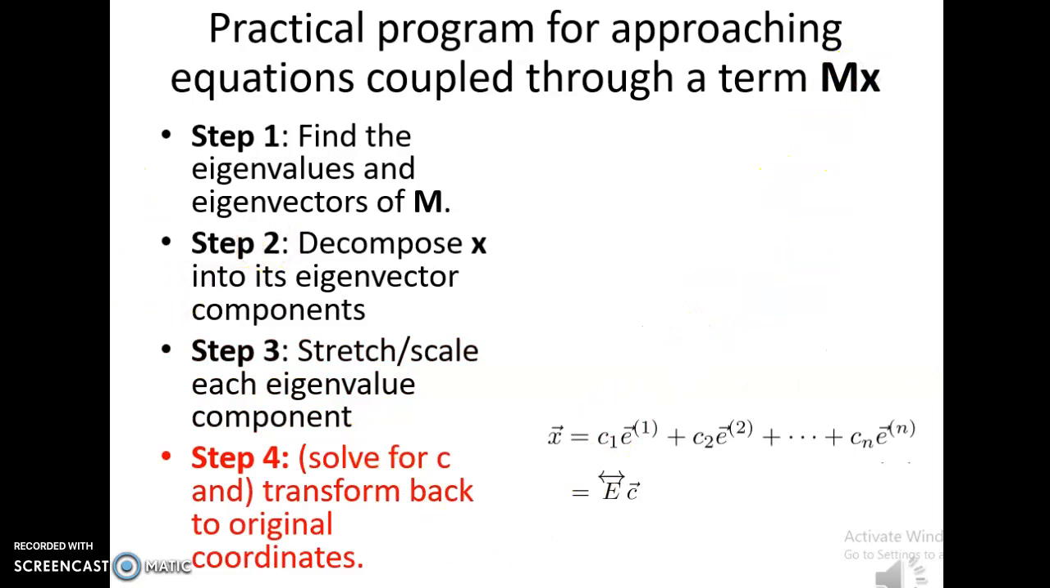So here x equal to C1 e vector 1 plus C2 e vector 2 plus up to Cn e vector n, so equal to E vector times C vector.